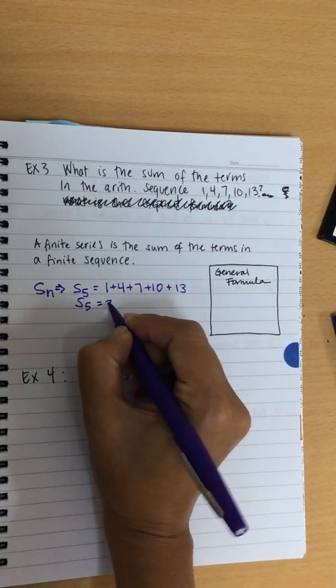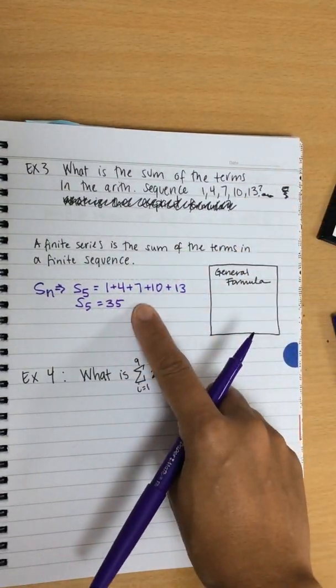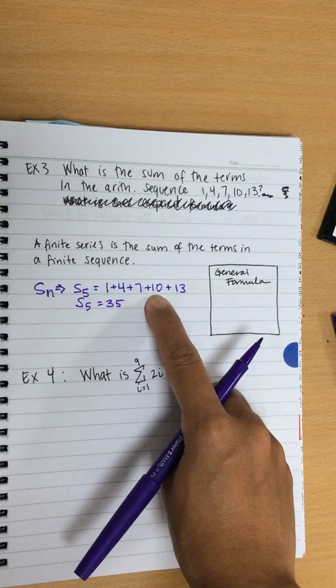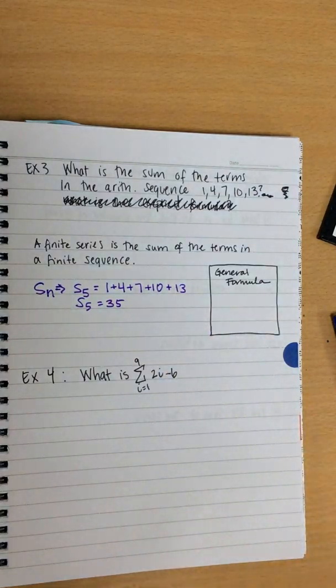That ends up being 35. So check, we've answered that question. The sum of that is 35, right? It's not hard when there's 5 of them. It's probably easier just to add them. But what if your finite series has like 1,000 terms? Then it's going to get a lot longer to add them, and that's why we have these formulas to figure that out.